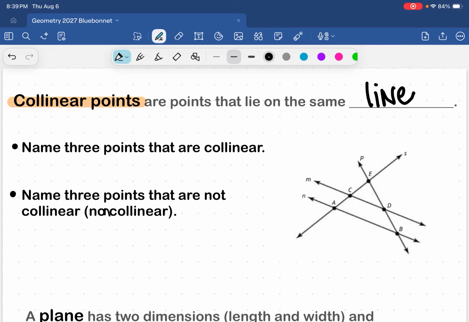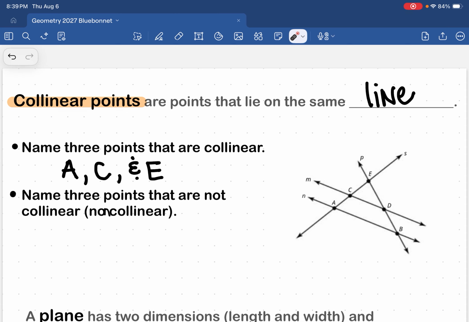The first 3 that I see are A and C and E. Now it's very important that you separate these capitalized letters as I have done, okay? I've chosen to put commas between A and C, and use the and symbol between C and E. I'm showing that all 3 of these are on this same line, line S, okay?